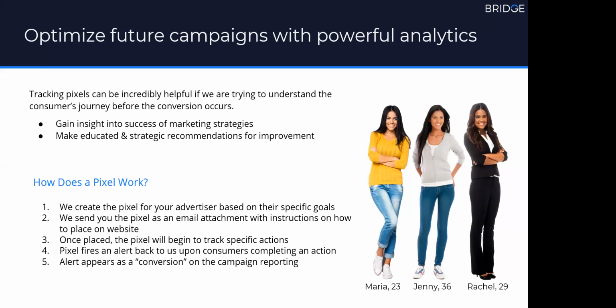So what is the process if you want to use a pixel with your next campaign? We will create the pixel for your advertiser once we understand exactly what they are trying to accomplish or track. Even if we are tracking multiple things, we can incorporate all of it into one single pixel code. We will then send you the pixel as an email attachment, along with instructions for your advertiser on how the pixel needs to be placed on their website. This is a very simple process and should not intimidate you. If you or your client has any trouble, we are happy to walk you through it.